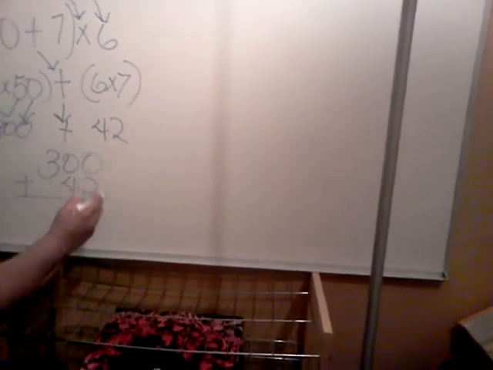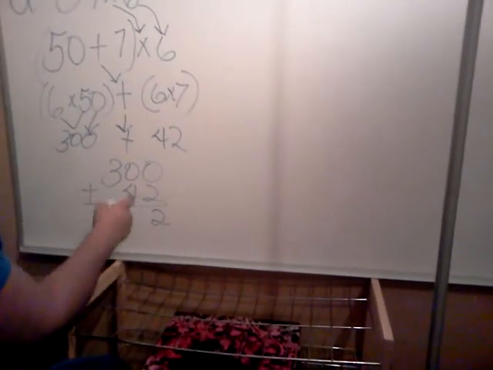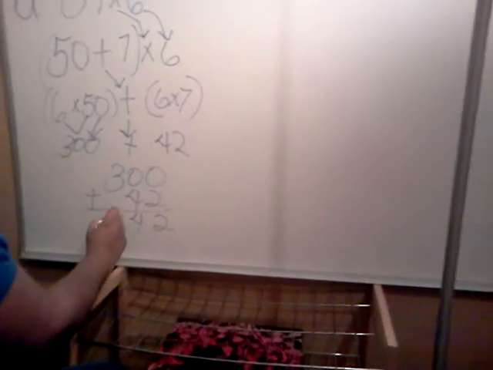Joseph, 0 plus 2 is? 2. 0 plus 4. 4. And 3 plus 0. 3. 342, I didn't know that. Very good. So 342 is our answer.